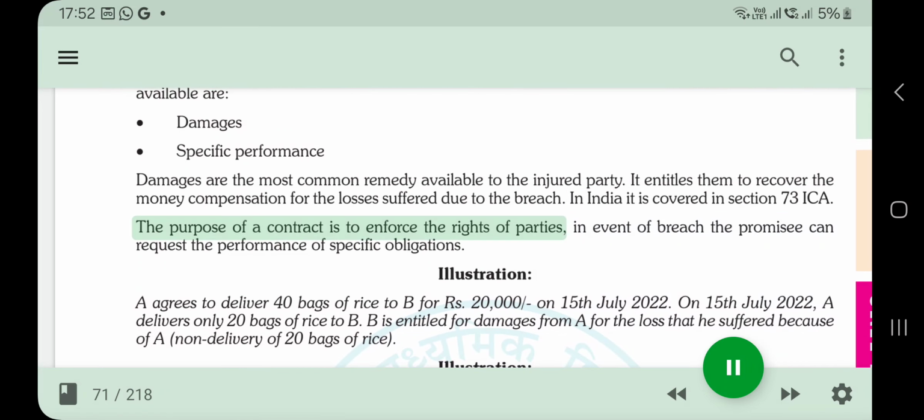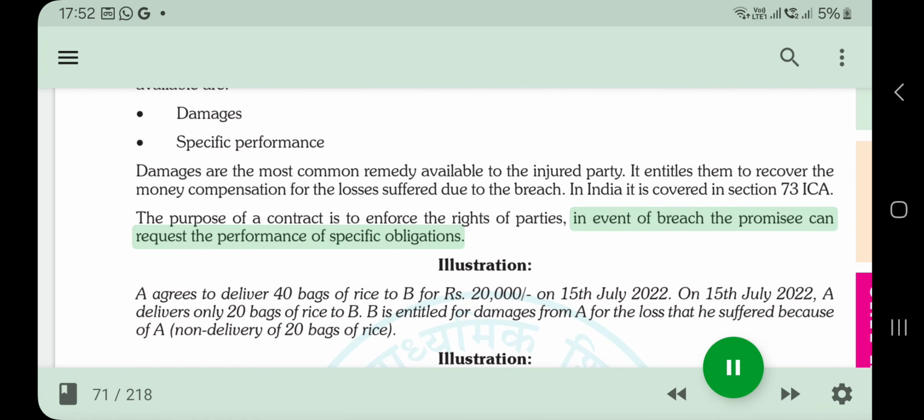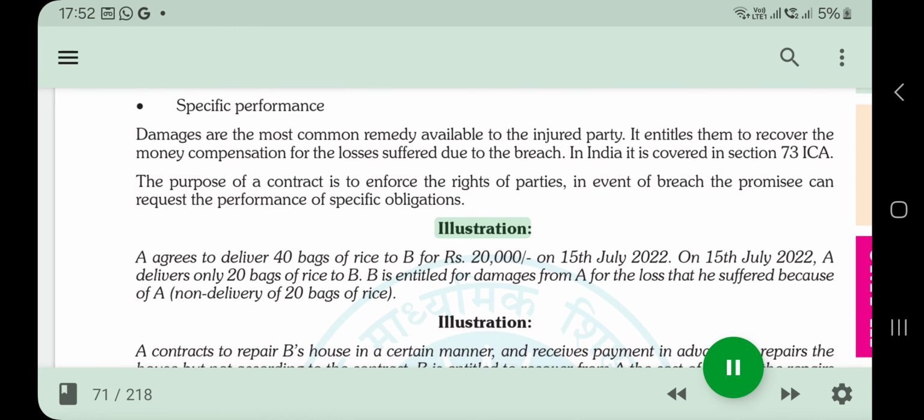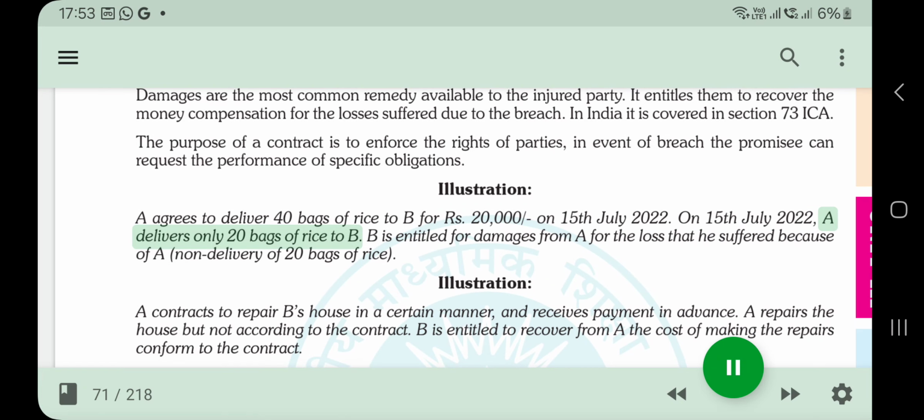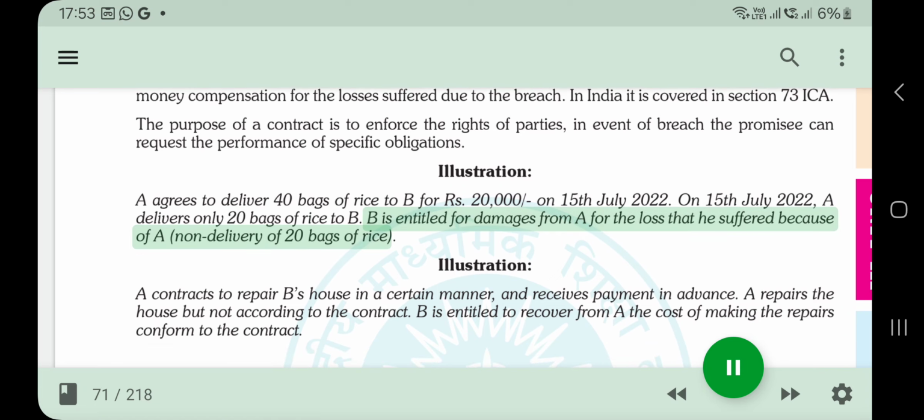The purpose of a contract is to enforce the rights of parties. In the event of breach, the promisee can request the performance of specific obligations. Illustration. A agrees to deliver 40 bags of rice to B for Rs. 20,000 on the 15th of July 2022. On the 15th of July 2022, A delivers only 20 bags of rice to B. B is entitled to damages from A for the loss that he suffered because of A's non-delivery of 20 bags of rice.